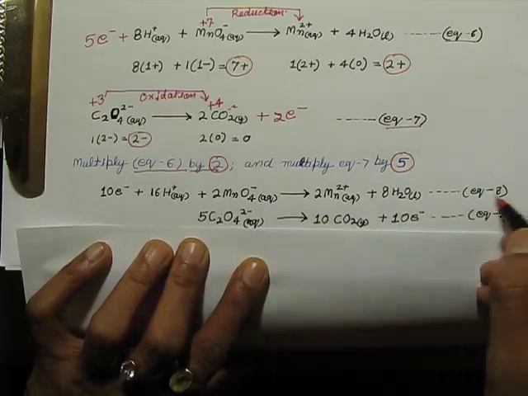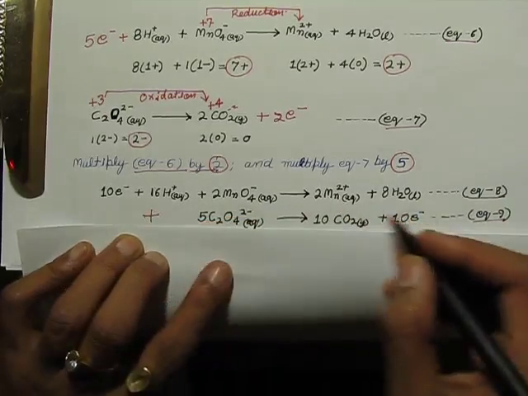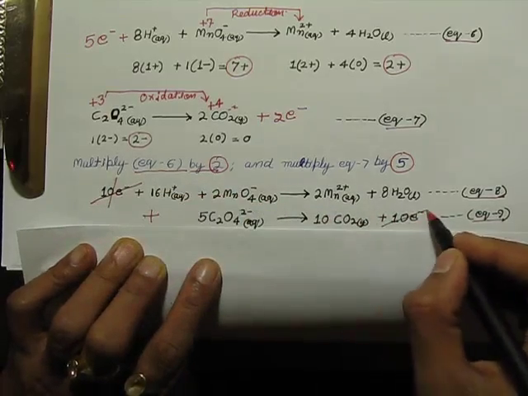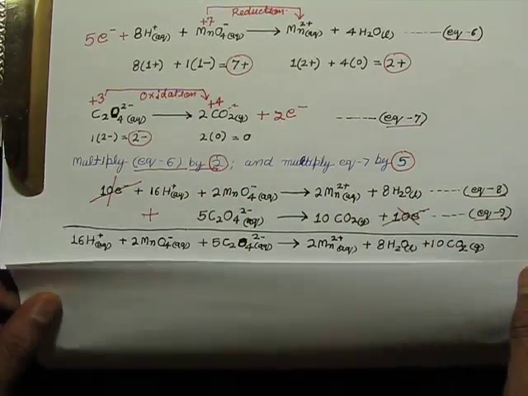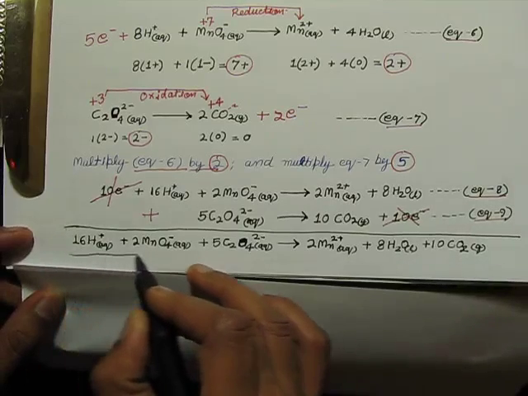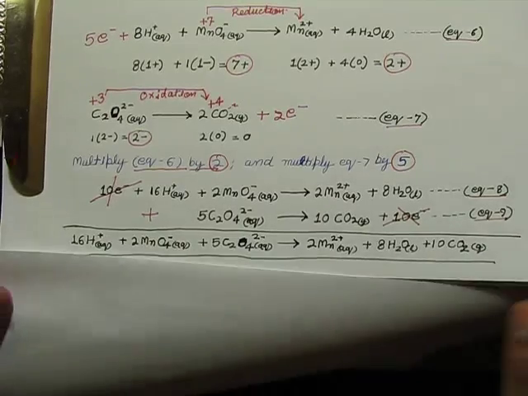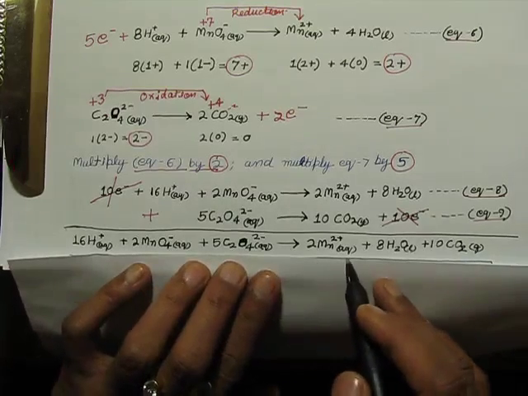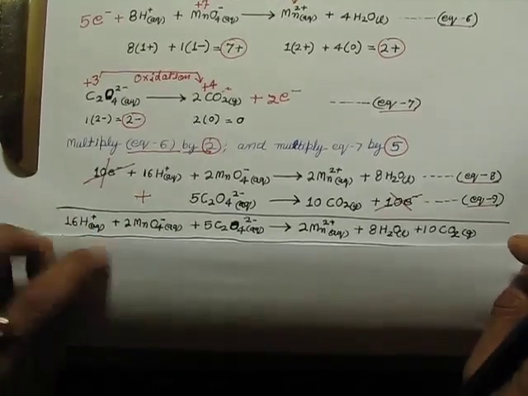So now we can add equation number 8 and 9. So we have to add these two equations. When we add, we can cancel these electrons from both the reactions, and finally the balanced reaction will be 16 hydrogen, 2 permanganate ion, 5 oxalate ion, giving 2 manganese ion, 8 water molecules and 10 carbon dioxide gas.